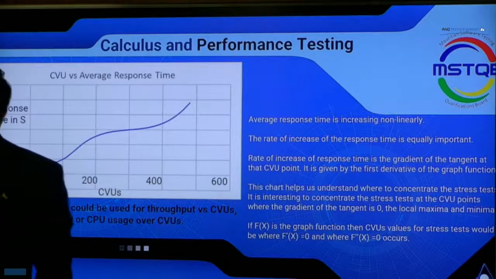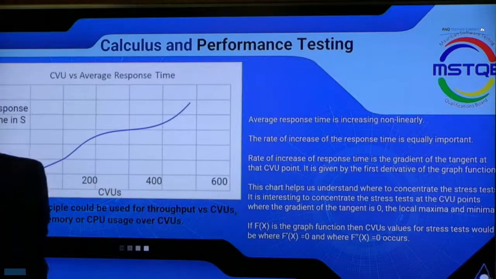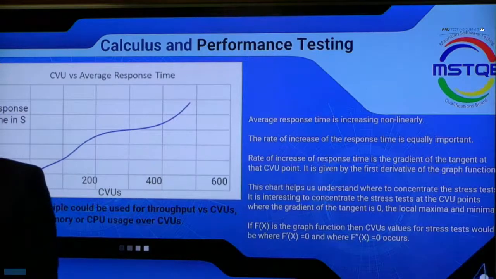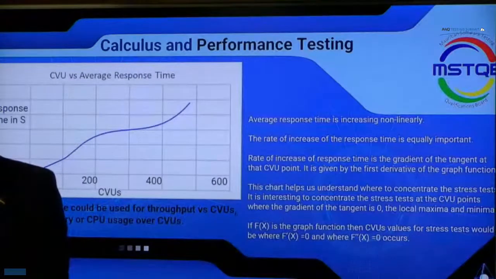And why is it important to find the gradient? Well, this chart helps us to understand where to concentrate the stress test, because when you're doing load tests, the next step is to do some stress testing on the software, and to know where to do that stress testing, you need to find places where the system is susceptible to go down because of surges. So where do you find the surges?